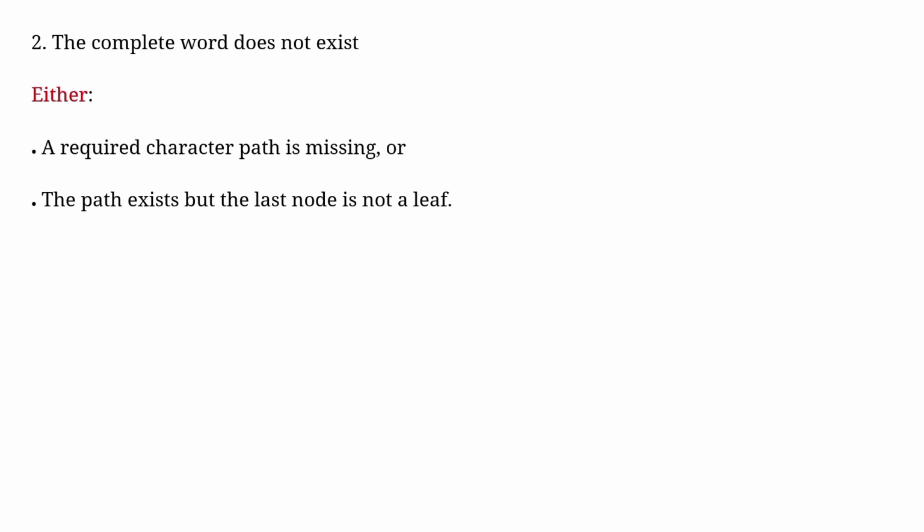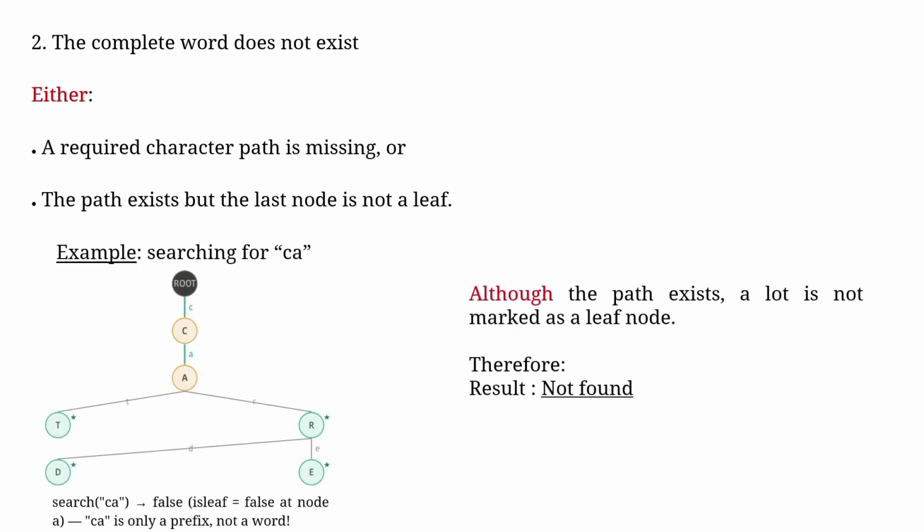The second possible case is when the complete word does not exist. This can happen in two situations. Either a required path is missing, or the path exists but the final node is not marked as a leaf node. Here we are searching for the word CA. The path C to A exists, because other words such as cat and car start with these letters. However, the node A is not marked as a leaf node. This means that CA is only a prefix and not a complete stored word. So the result is not found.